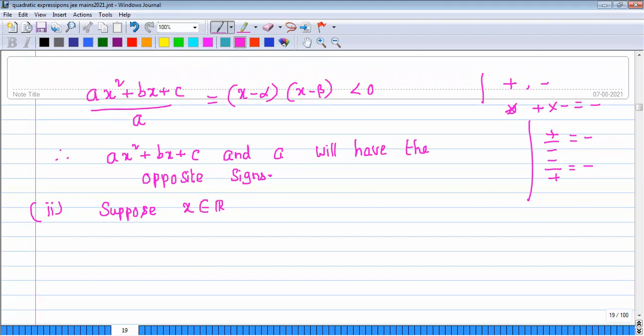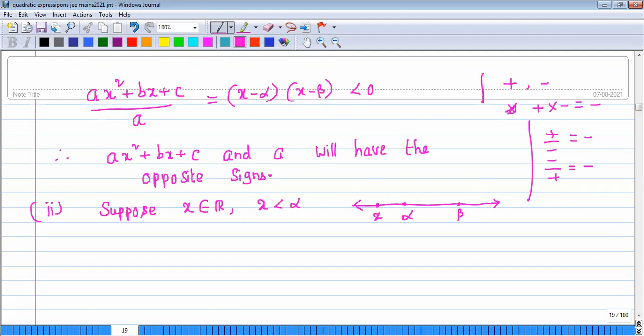Now, suppose x belongs to R and also x is less than alpha. So x less than alpha means you take the number line. For example, alpha, beta are the roots of ax square plus bx plus c is equal to 0, or we say that alpha, beta are the zeros of the expression ax square plus bx plus c. So x less than alpha means on the number line x lies here. If x is less than alpha, obviously x is also less than beta. Am I correct? By means of this number line.